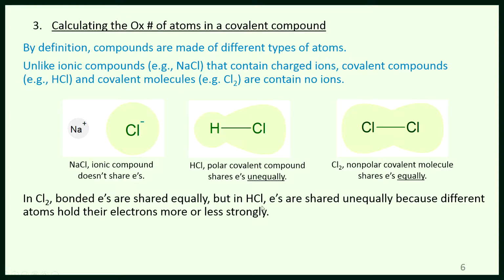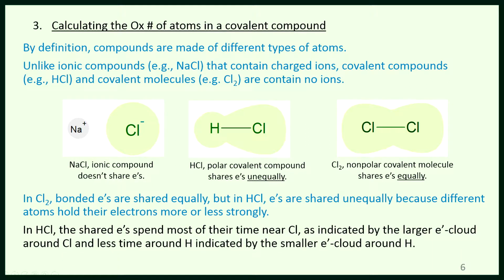Look at the electron cloud in HCl. Notice how it's distorted. The electrons here spend most of their time around the more electronegative chlorine. And I'm going to state that again here. In HCl, the shared electrons spend most of their time around chlorine, indicated by the larger electron cloud around chlorine, and they spend less time around hydrogen, indicated by the smaller electron cloud.